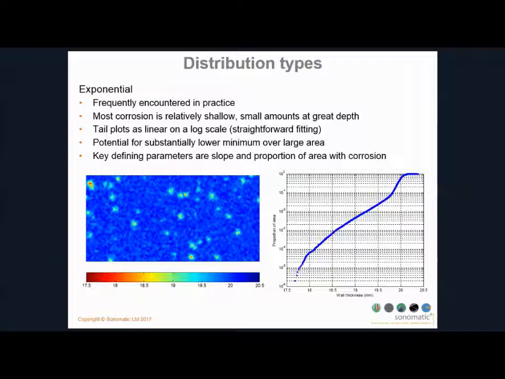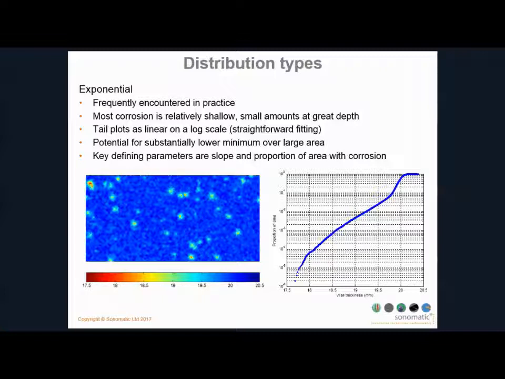And then as you move down the tail from right to left in the graphic, the amount of material at that depth is becoming less and less. But because it's linear on a log scale, you still have potential for substantially lower minimums over a large area, because that tail would basically extend outwards to the left. In terms of what parameters define the distribution, it's fully defined by the slope.